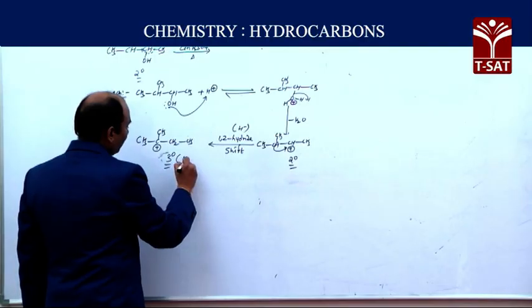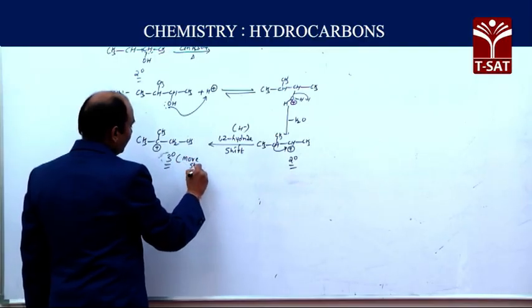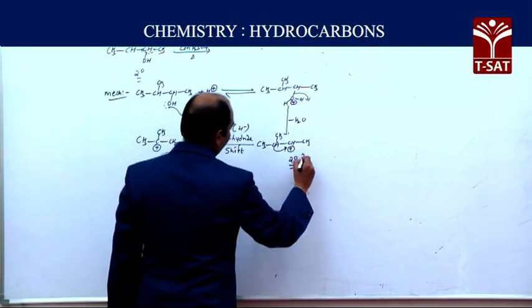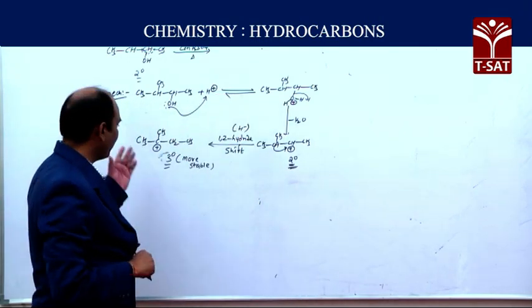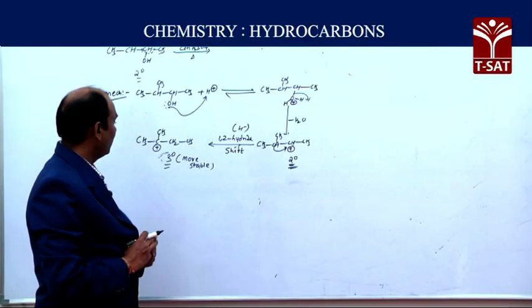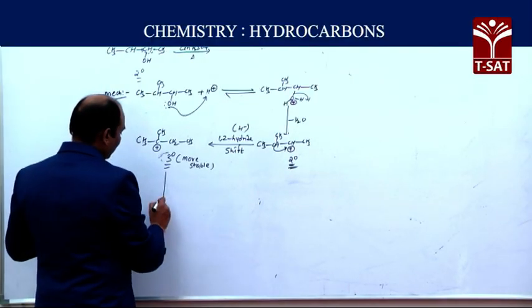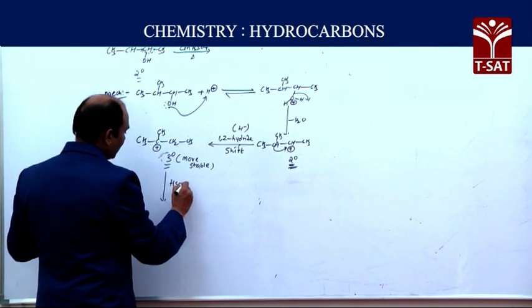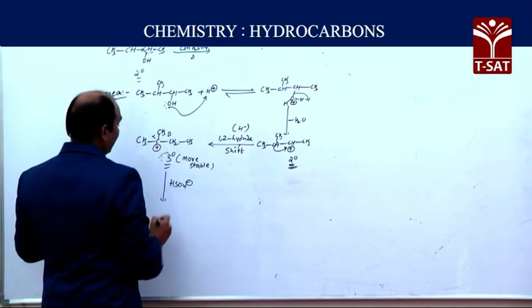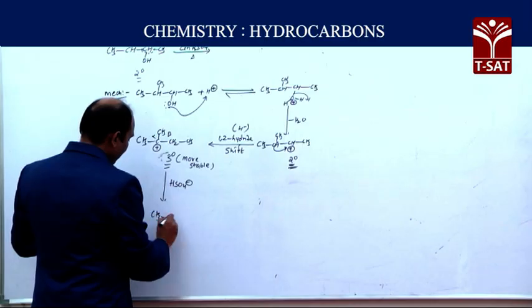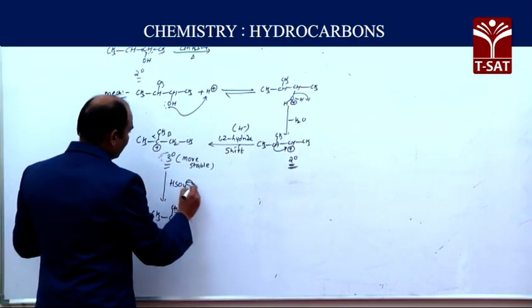Tertiary carbocation is more stable. Secondary carbocation is less stable. Less stable is converted into more stable. So next, HSO4 minus subtracts the beta carbon proton, with respect to this being alpha and this being beta. Here we get CH3 C CH3, where this one subtracts this proton.